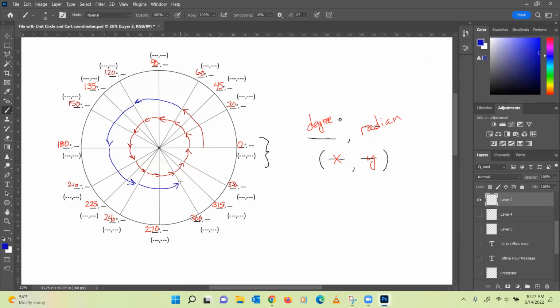Plus 60 is 300. Plus 60 is 360. So you can see how these all add up and help us populate that particular portion of the unit circle.